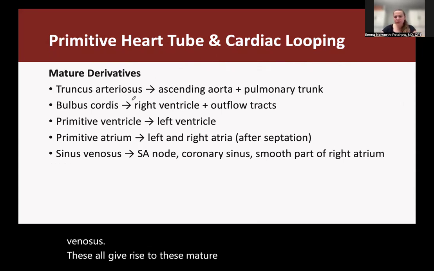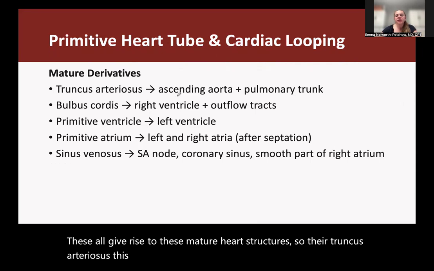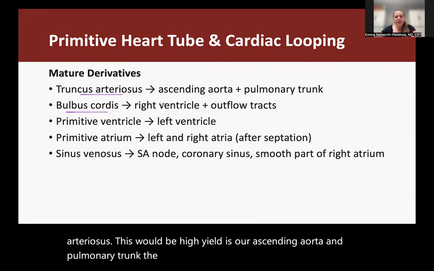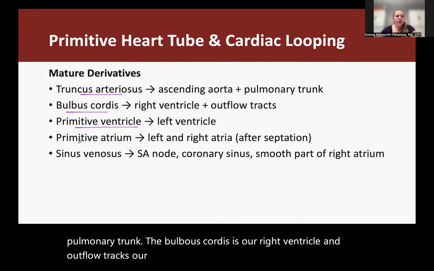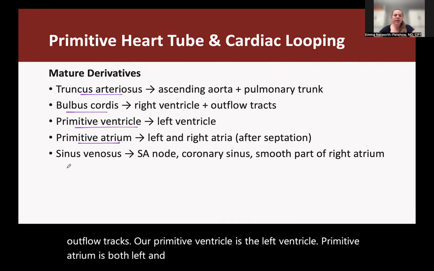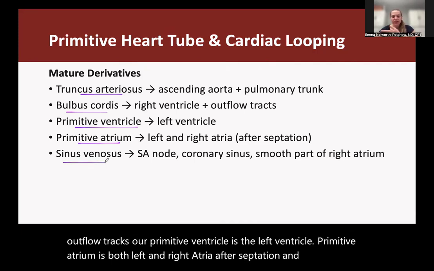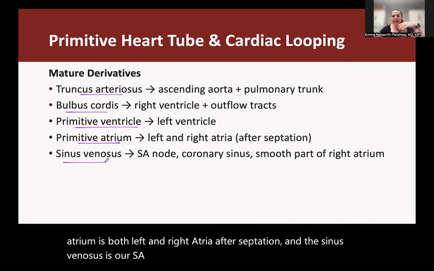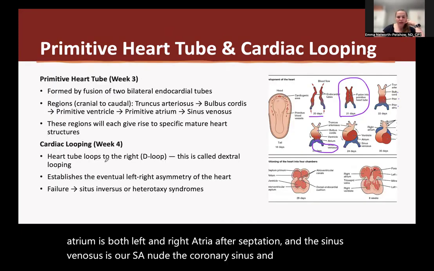The truncus arteriosus, and this would be high yield, is our ascending aorta and pulmonary trunk. The bulbus cordis is our right ventricle and outflow tracts. Our primitive ventricle is the left ventricle. The primitive atrium is both left and right atria after septation, and the sinus venosus is our SA node, the coronary sinus, and the smooth portion of the right atrium.